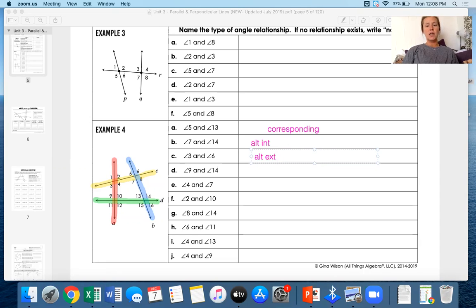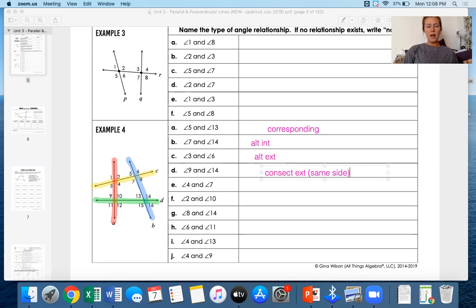Then we have 9 and 14. So 9 and 14, they are on the green transversal. So everybody locate those. 9 and 14, and they're both on the outside. Okay, but they are back to back. So what would we call that? Yep, they're consecutive exterior. Or we can also call them same side. Consecutive and the word same side, those kind of can be interchanged with each other, okay?